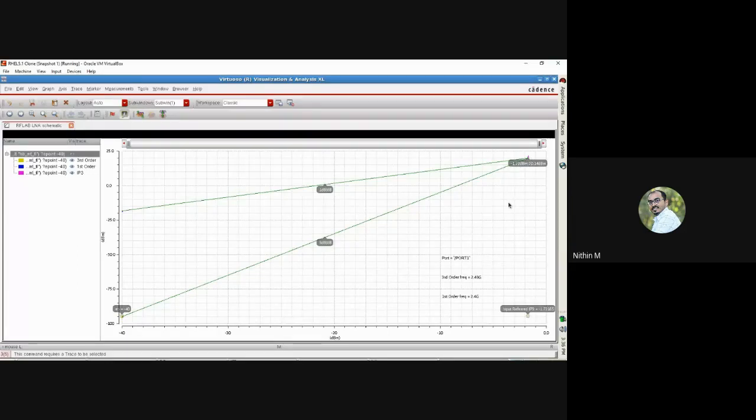Now, if you remember, for the same circuit, we evaluated the 1 dB compression point. Do you remember what was the value we got before? The 1 dB compression point. Anyone remembers that value?